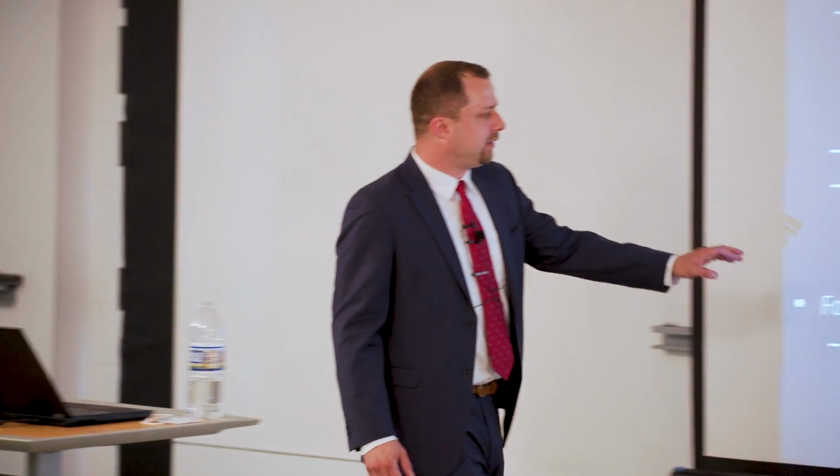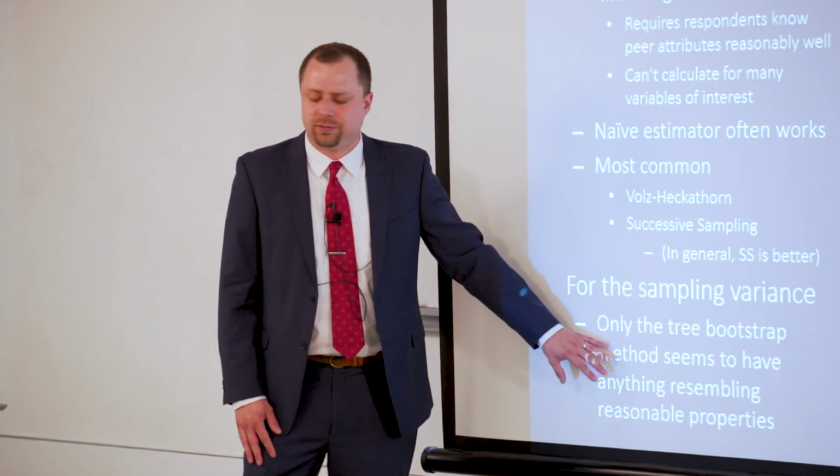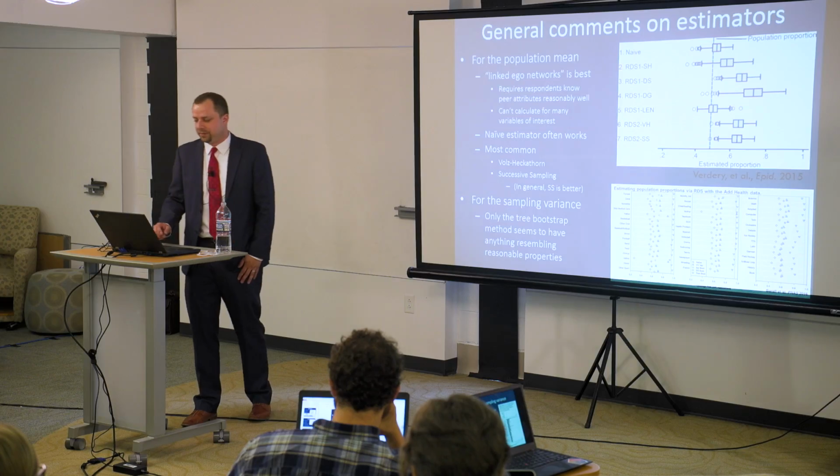The most common are, as I said, the Volz-Heckathorn estimator or the successive sampling estimator, which adjusts for the without replacement design of RDS. As I said, the tree bootstrap variance estimator seems to be the best.